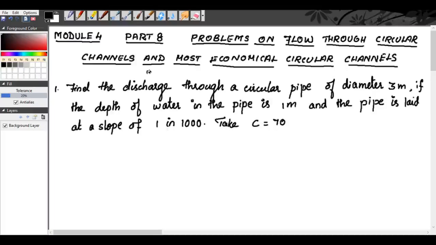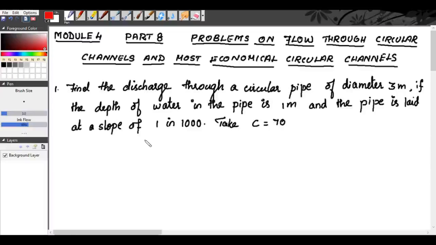Today in this class let us see a few problems. Let us solve a few problems on the flow through circular channels and most economical circular channels. So this comes under open channel flow. Problems on how to find the discharge in circular channels, and using the conditions for most economical circular channels, we will solve a few problems. So we will move on to the problems.